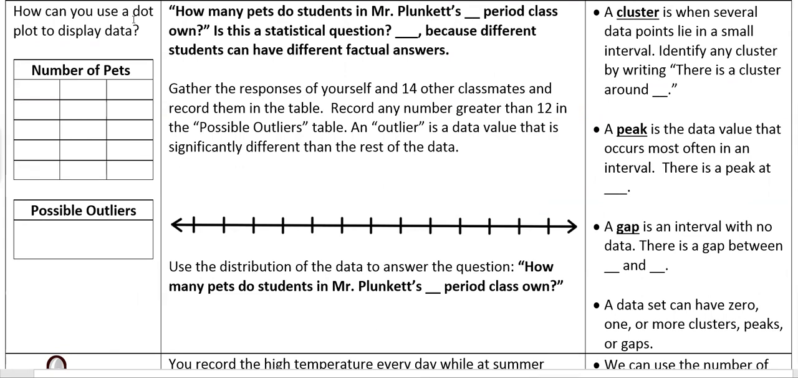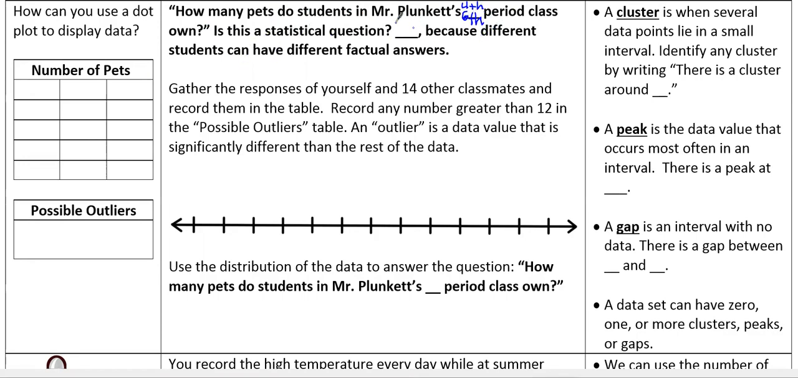And so how can you use a dot plot to display data? So we're going to construct a data set, and here it is. And I see here it said, how many pets do students in Mr. Plunkett's blank period class own? Well, since we're doing all of the classes at once, this is actually 2 different periods. So let's just say, how many pets do students in Mr. Plunkett's 4th and 6th period classes own.